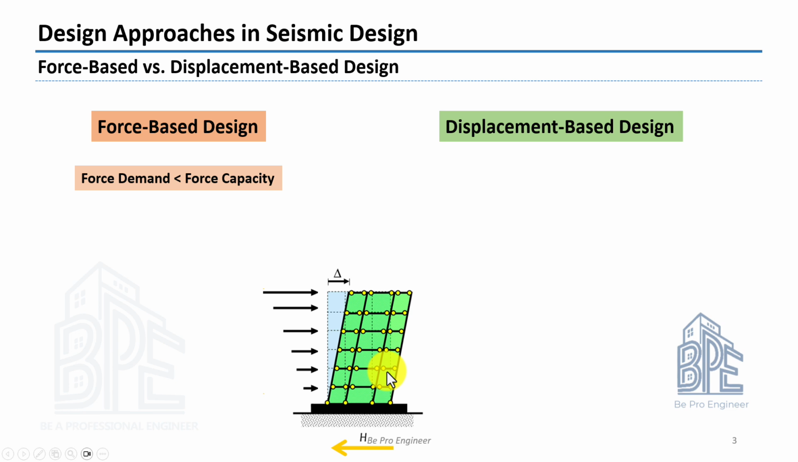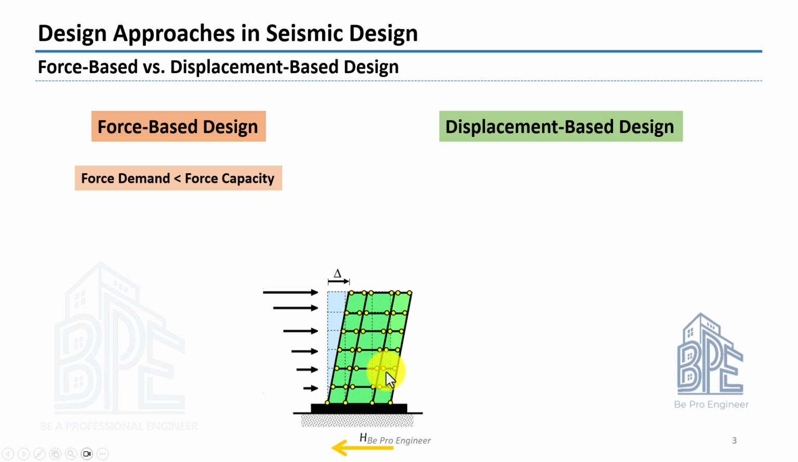If the capacity is greater than the demand, great, the design is okay. If not, we need to strengthen that member, maybe by increasing its size or changing the material. On the flip side, if the capacity is way more than the demand, well, that's a sign the design might be uneconomical, and we could probably optimize the structure by reducing some of the member sizes. So yeah, this whole approach is based purely on forces.